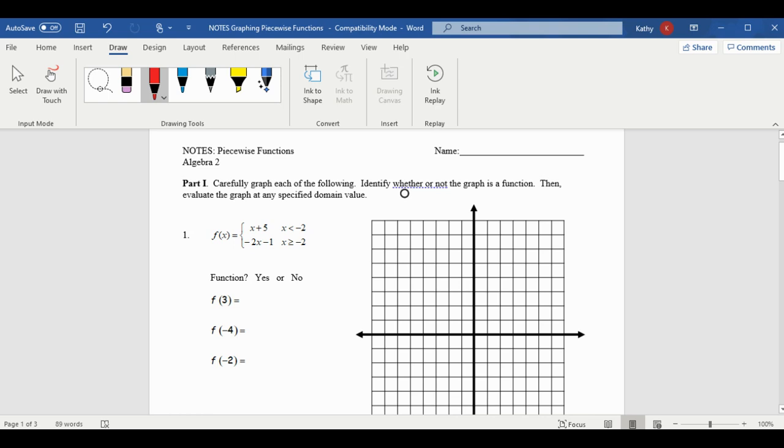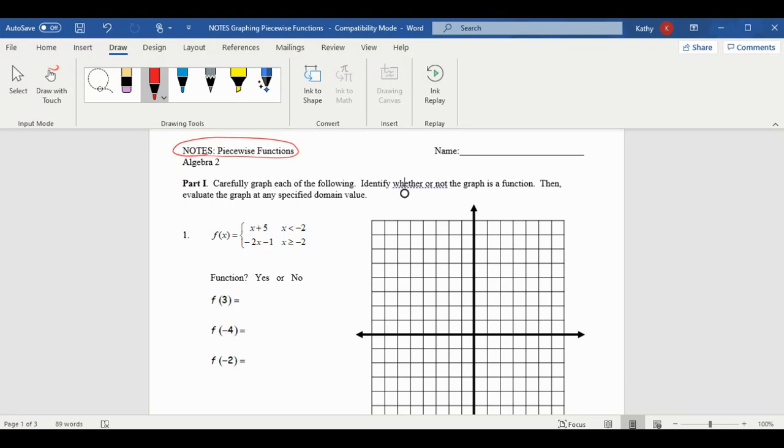These notes are going to cover piecewise functions. You should have this packet already printed out so you can follow along and learn how to graph piecewise functions accordingly. Okay, once you have the packet, let's look at part one. We're going to graph each of these functions and identify whether or not they are a function, and then evaluate some of our functions at specific points.